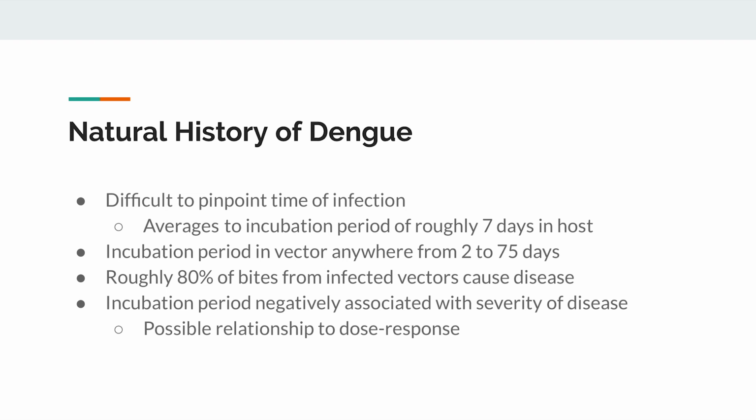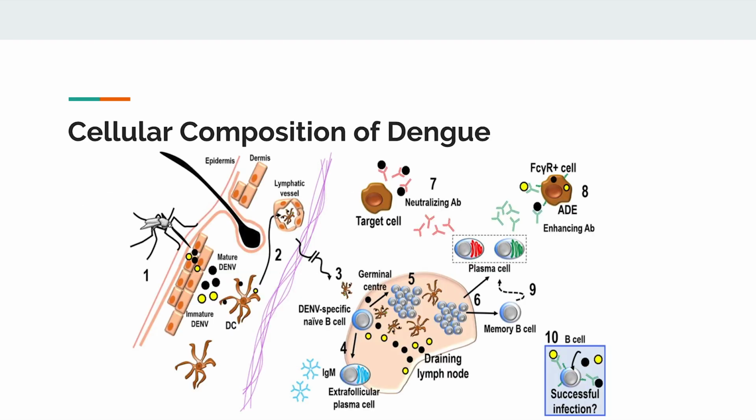The incubation period of the virus in the host is negatively associated with the severity of the disease, so the longer the incubation period, the less severe the disease. A bite from an infected mosquito transmits both mature and immature dengue viruses to the host. Dendritic cells capture the viruses and transport them to lymphatic cells, which then carry them to regional DNLs. From the DNLs, the virus may take one of two routes.